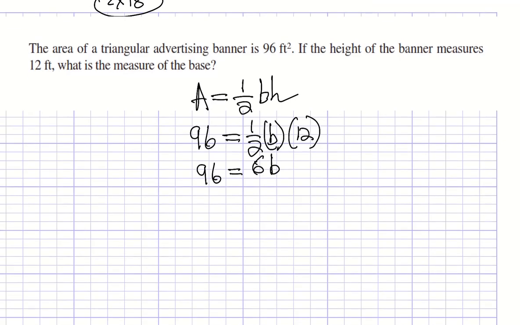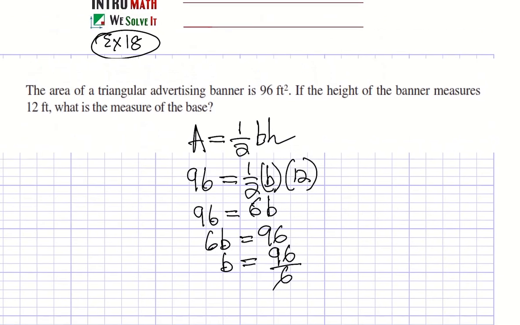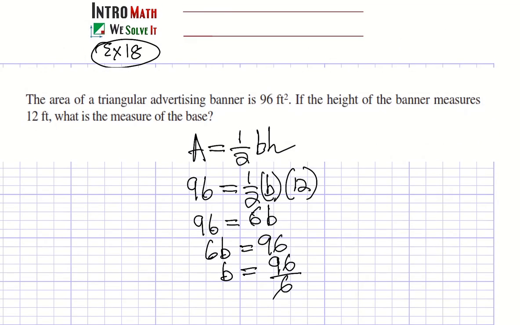Okay. You can say 6B is equal to 96. It didn't change anything. B, the base, is equal to 96 over 6. I hope you see that. So it's a matter of the formula. The formula of the geometrical object they want you to find. If you know the formula for the area, then the rest of the stuff is easy. So if you do that, you get 16 right there.